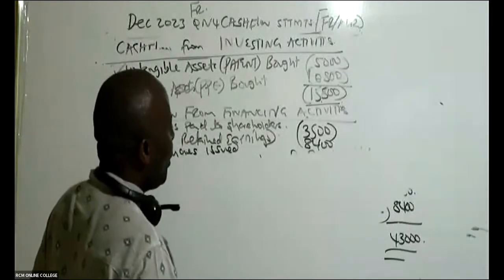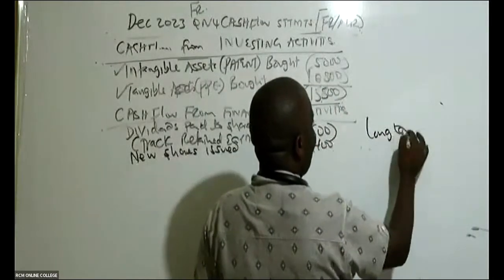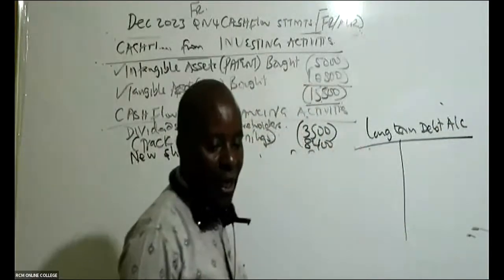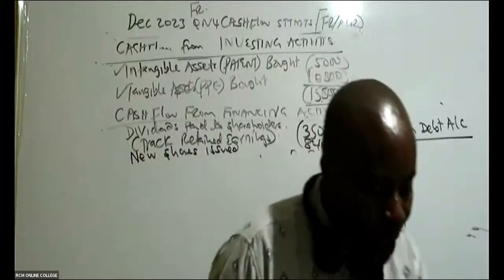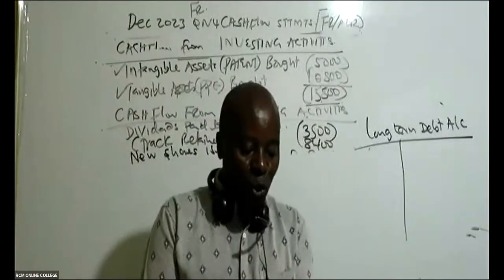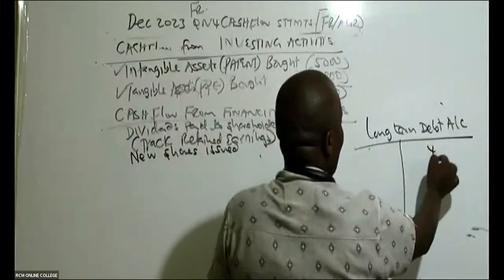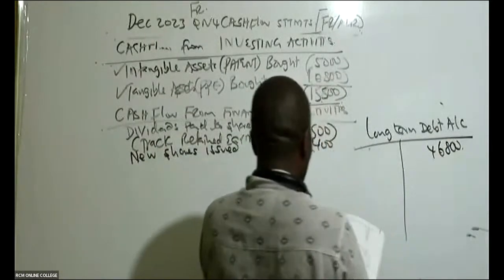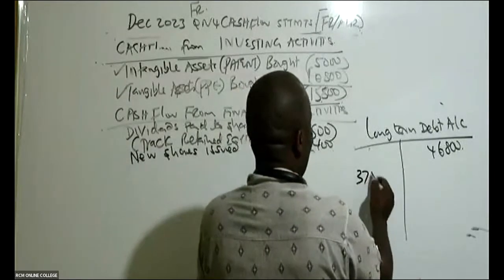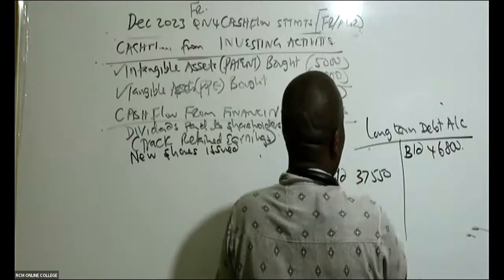So for this debt, I would want us to do a long-term debt account. Do we have this long-term debt? Yeah, if you look at your balance sheet, there is a place they have given us long-term borrowings. So long-term borrowings, I can see 46,800 written down here. Carried down, ladies and gentlemen, for these long-term borrowings, 37,550. So this is brought down, and this is carried down like that.